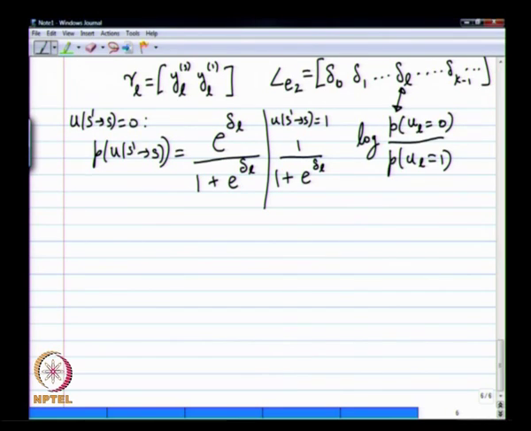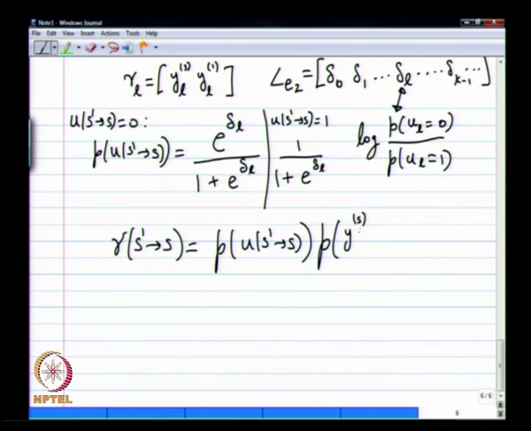So how do you compute the extrinsic output is the next question. For that we have to look at the gamma a little bit more closely. Basically, gamma of S prime S is nothing but P of U of S prime S, which is where we use the extrinsic information, times P of RL, which is P of YSL comma Y1L given what?